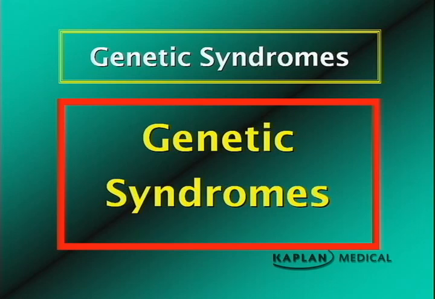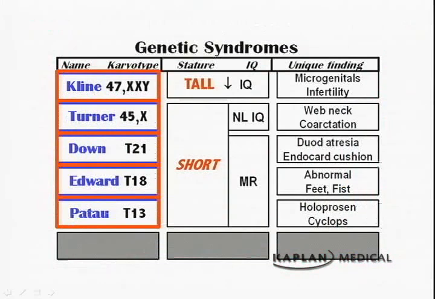Let's look at the summary now of genetic syndromes. What this table looks at is the kind of genetic problem. This is the name of the syndrome, and stature, IQ, and unique findings, which you may find on the Step 2 USMLE exam. Let's start with Klinefelter syndrome, 47XXY. We talked about that. And this is unique in that it is tall stature. Often there is a decreased IQ, although it is not profound. What you should know for the board exam is microgenitals and infertility.